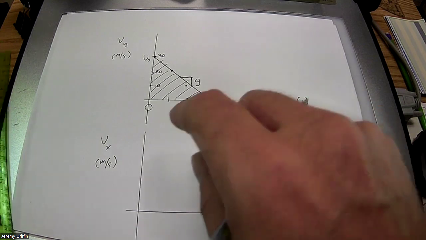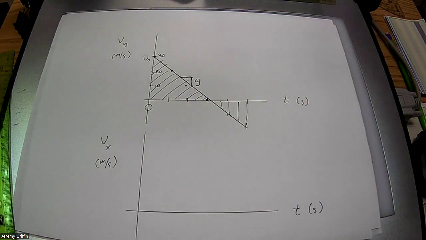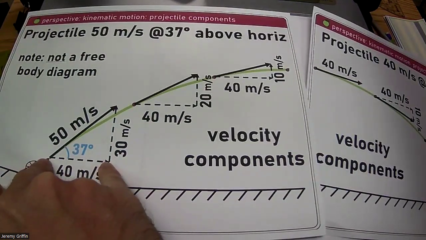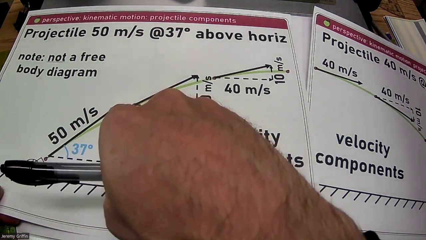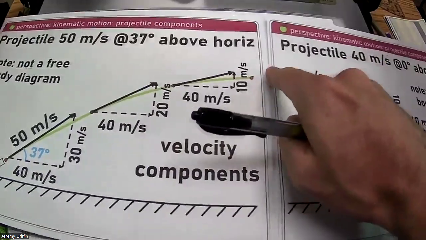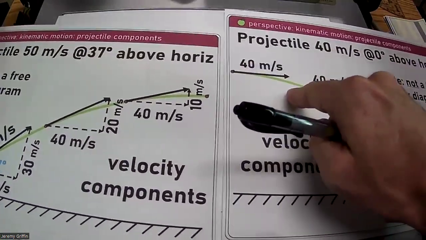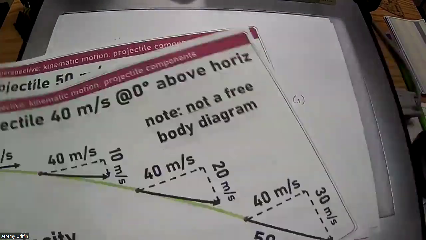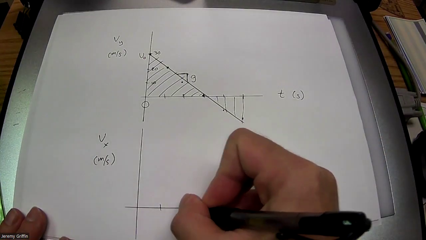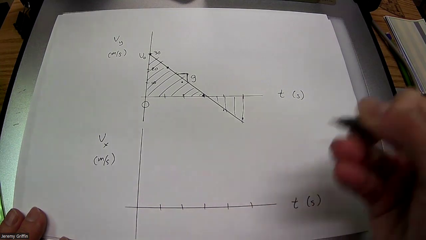All right, let's switch over to v sub x. Here's how fast it was traveling horizontally leaving the cannon. And 1 second later, same speed. 1 second later, same speed. It's always the same horizontal component of velocity. So let's throw in 1, 2, 3, 4, 5 seconds.